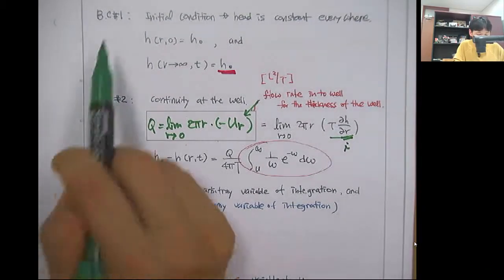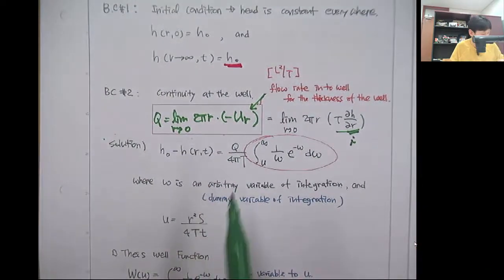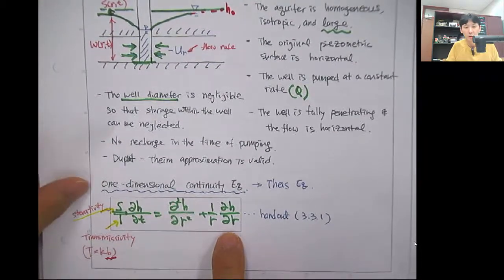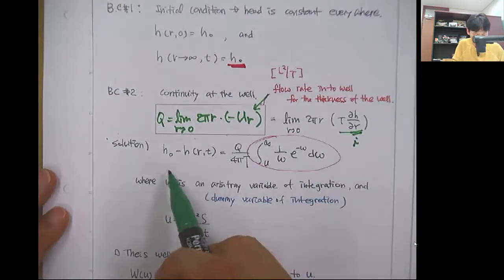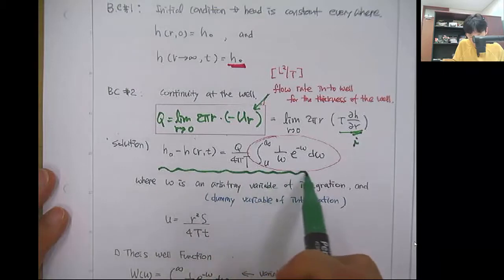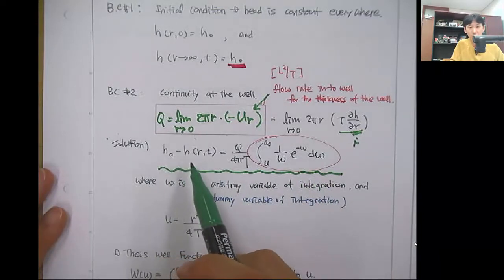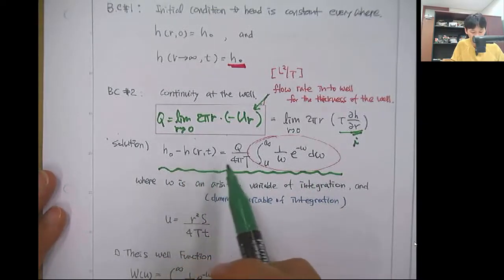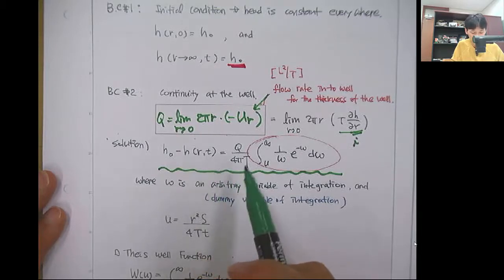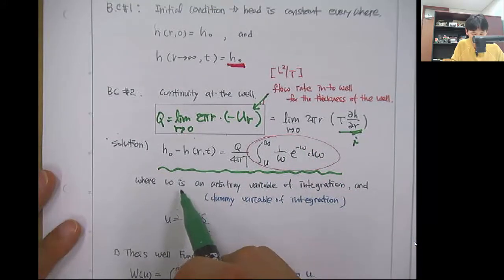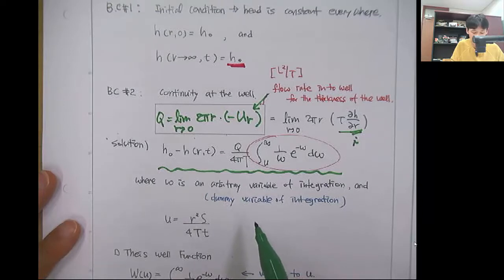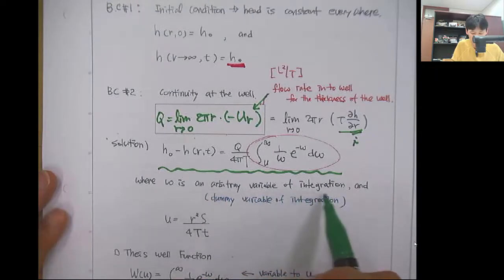Then using these two boundary conditions, we can solve this partial differential equation. Then you get this solution. H naught minus H at R comma T, or H naught minus H, is Q over 4 pi T times the integration of this function. And here the W is a dummy variable for the integration.